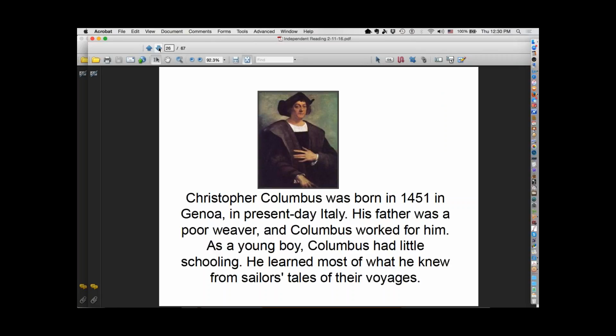Christopher Columbus was born in 1451 in Genoa, in present-day Italy. His father was a poor weaver, and Columbus worked for him. As a young boy, Columbus had little schooling. He learned most of what he knew from sailors' tales of their voyages.